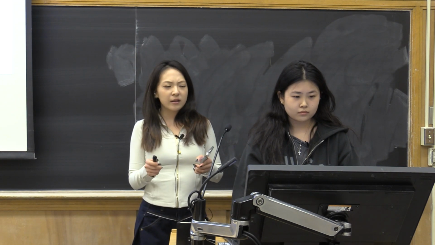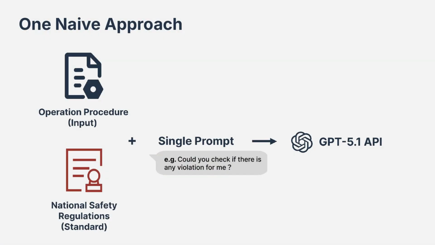So I just want you to know the actual compliance checking is comparing the safety regulation requirement with what the operation procedures actually state. And what's surprising is that in real practice, this work is done manually. To automate this process, the first thing we naturally wonder is, what if we just ask GPT to do it? So we ran a naive test.